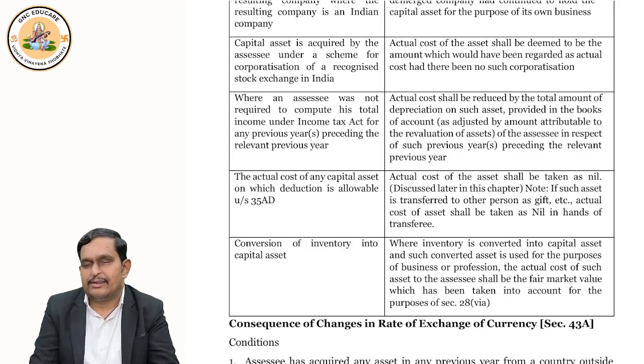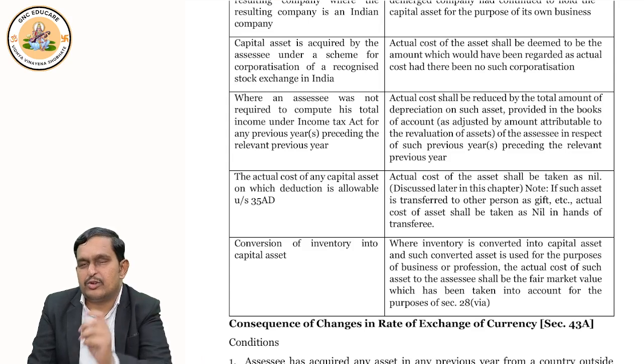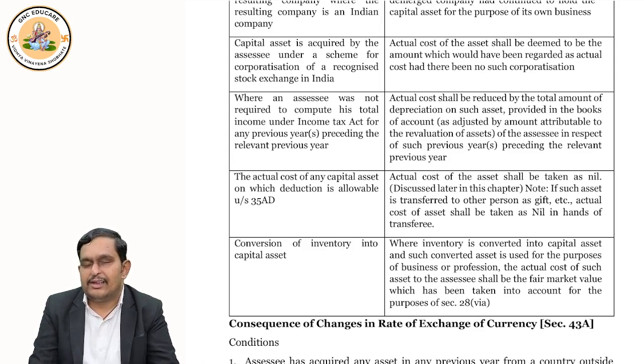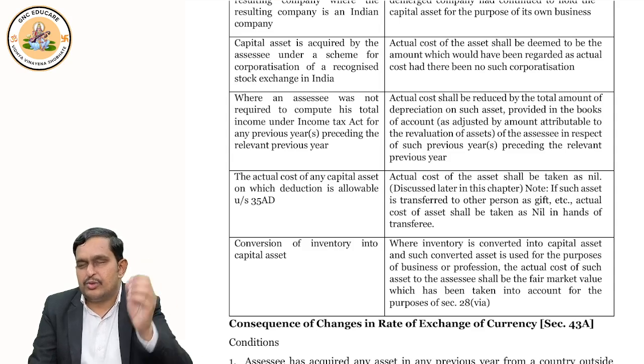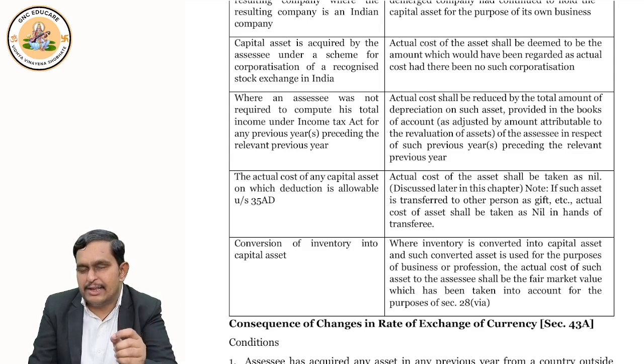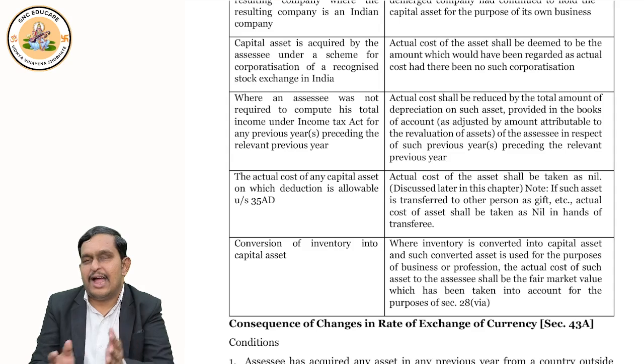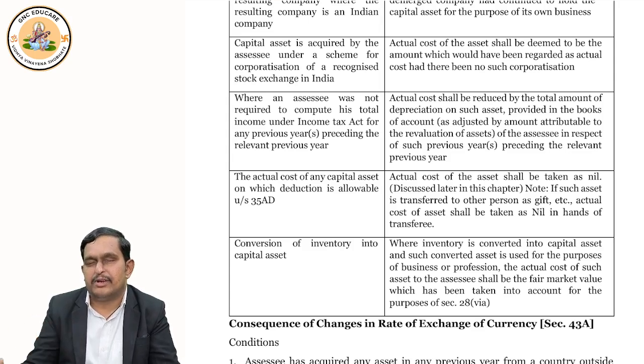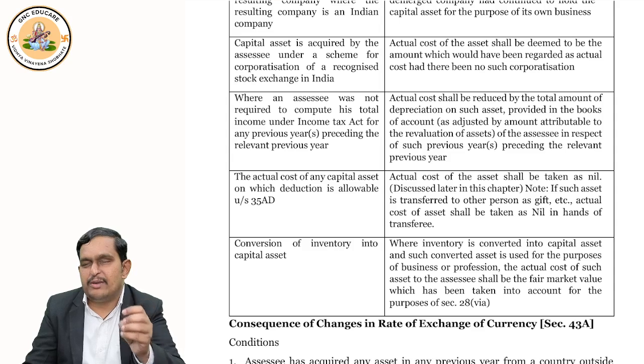Then we also discussed that if a building was used for personal purposes and then transferred to business, whatever number of years it was used for personal purpose, deduct the depreciation from actual cost for that many years, and the balance becomes the WDV, or cost, for the purpose of business. If it is not a building but other assets, then don't deduct any depreciation. Whatever actual cost is there, take it as it is, and start computing your depreciation from the current year onwards.